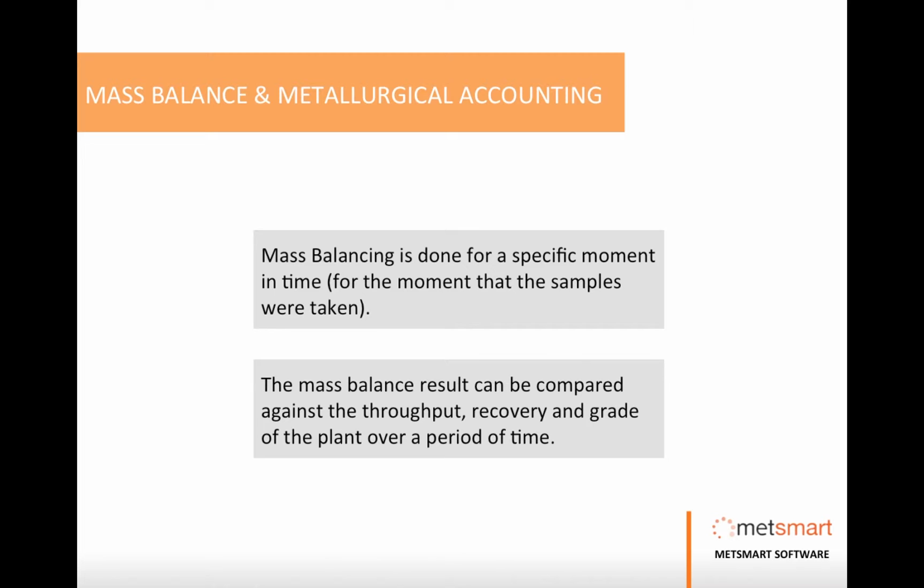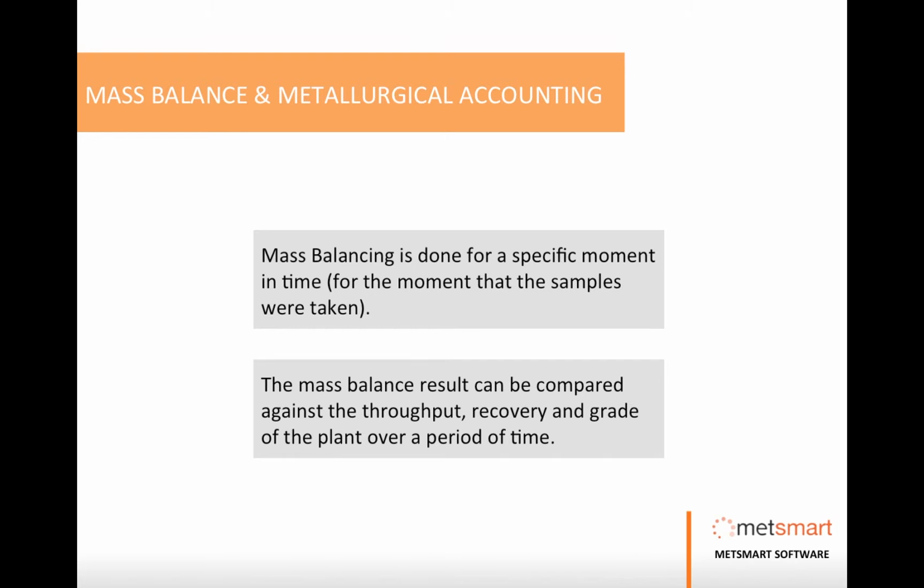It is important to note the difference between the words mass balancing and metallurgical accounting. Mass balancing is done for a specific moment in time. It is done for the moment that the samples were taken. It is not a continuous measurement process. It is a process where we calculate missing data and we smooth data. However, the mass balance result can be used for metallurgical accounting.